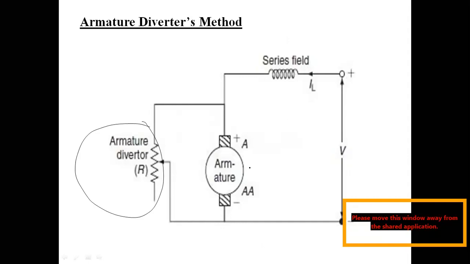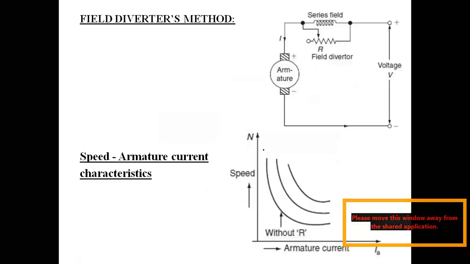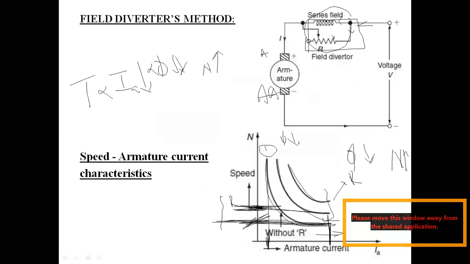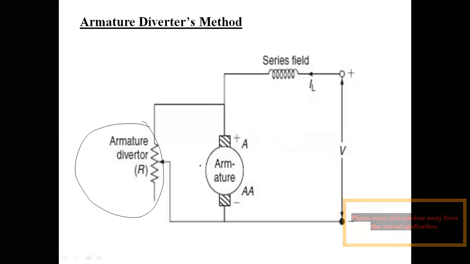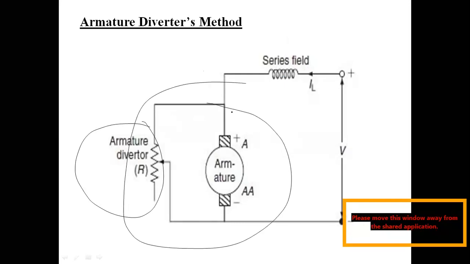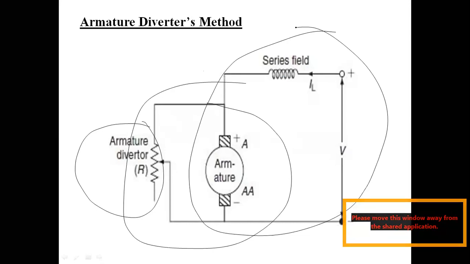So what will happen if we connect this resistor parallel to the armature? You have seen what happens when the resistor is connected parallel to the series field. Now we will discuss what happens when a resistor is connected parallel to the armature. In this method, the armature of the motor is shunted. This is nothing but a shunt connection, a resistor connected parallel to the armature terminals, but in a series motor only.